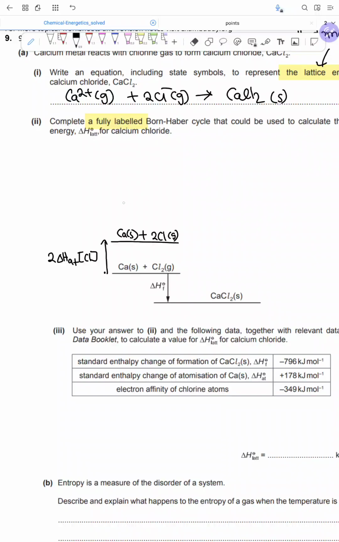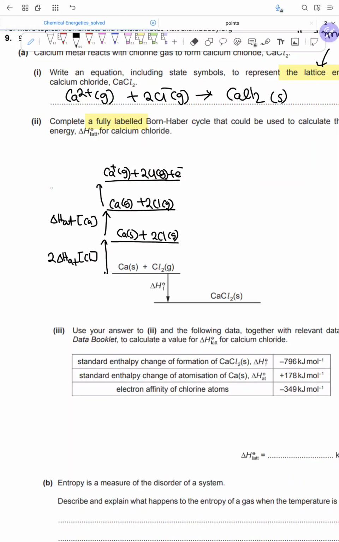Now let's deal with calcium. First, we'll turn calcium solid to calcium gas plus 2Cl gas. That's the atomization of calcium. Then we'll convert it into Ca+ gas plus 2Cl gas plus electron. You don't need to add the electron, but I just like it to be there. It's in bracket, so they won't cut marks if you don't add it.